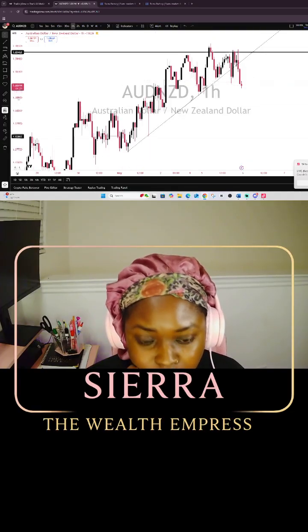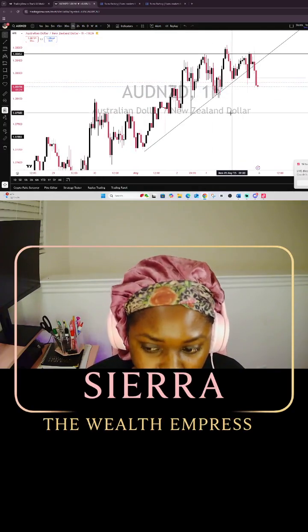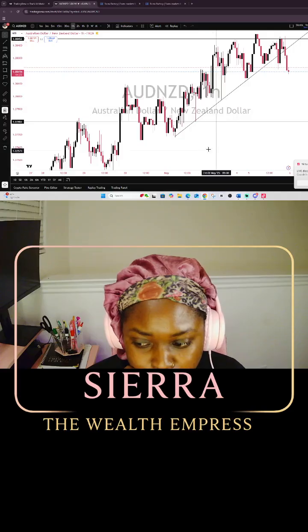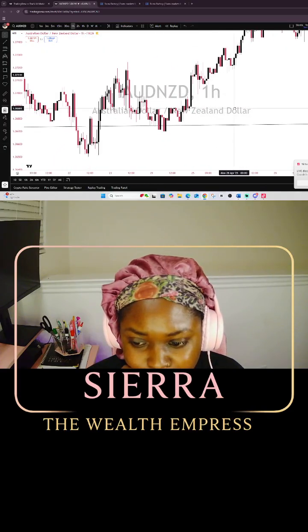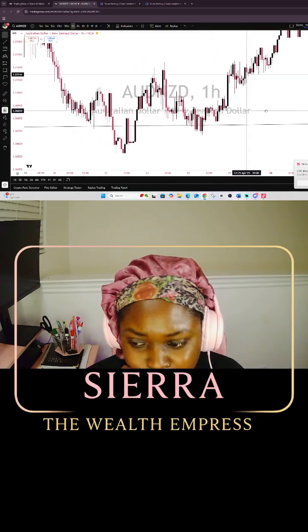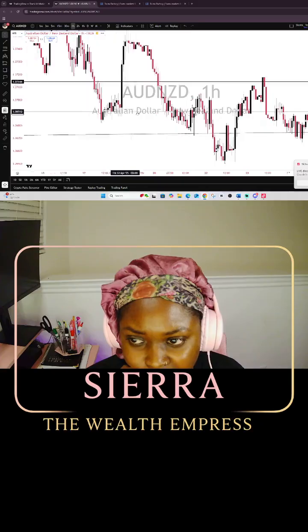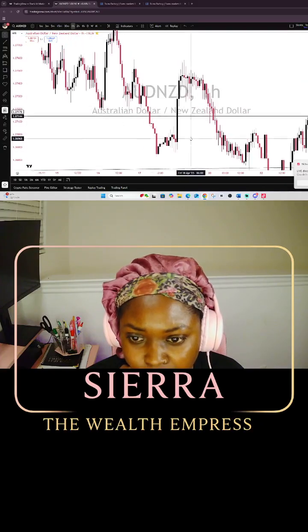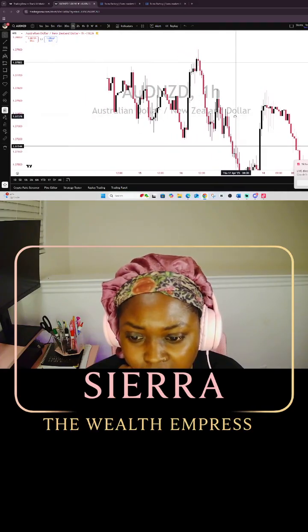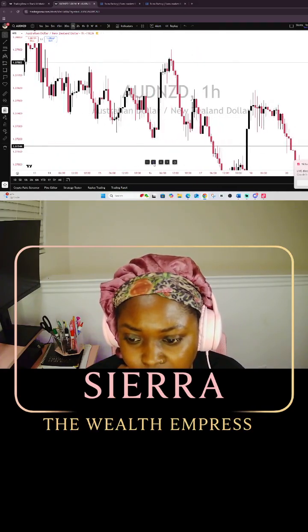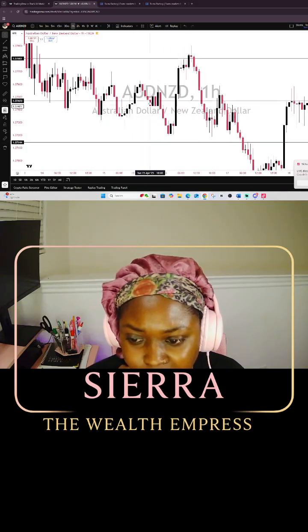Ranging markets, equal highs, equal lows. Okay, so let's see if we can find some consolidation. There's a lot of sideways movement. All right, here. This was nice. We had some consolidation here, right?